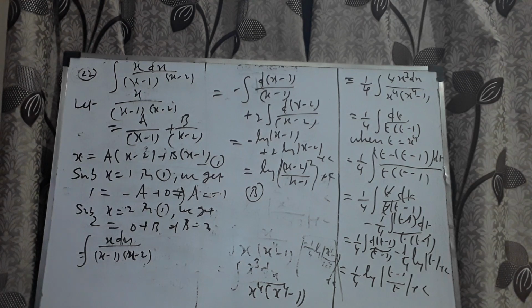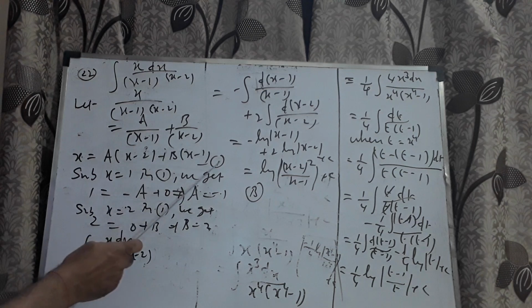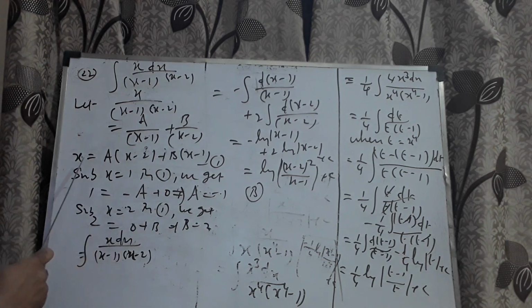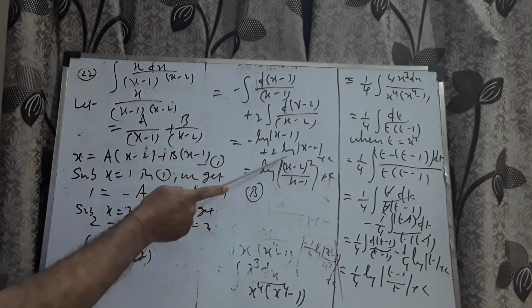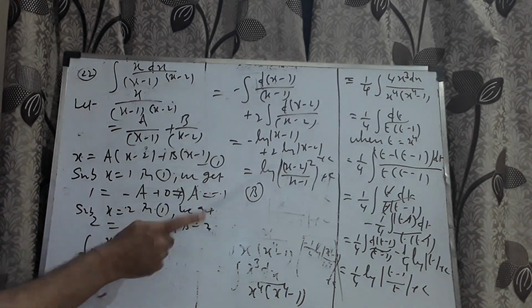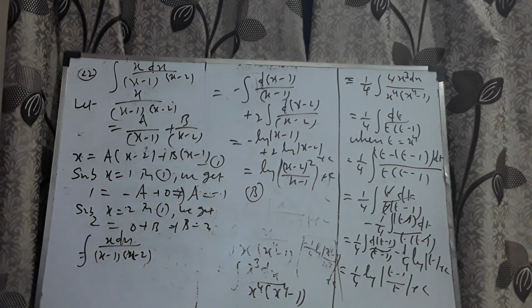Let me just explain once again. X divided by (x minus 1)(x minus 2) can be written as A by (x minus 1) plus B by (x minus 2). Therefore, after taking LCM, x equals A into (x minus 2) plus B into (x minus 1). Substitute x equal to 1: 1 equals minus A plus 0, A is minus 1. Substitute x equal to 2: 2 is equal to 0 plus B, B is 2. Therefore, this gets reduced to minus log mod (x minus 1) plus 2 log (x minus 2). This can be log mod (x minus 2) whole square by (x minus 1). The answer is B in the textbook.